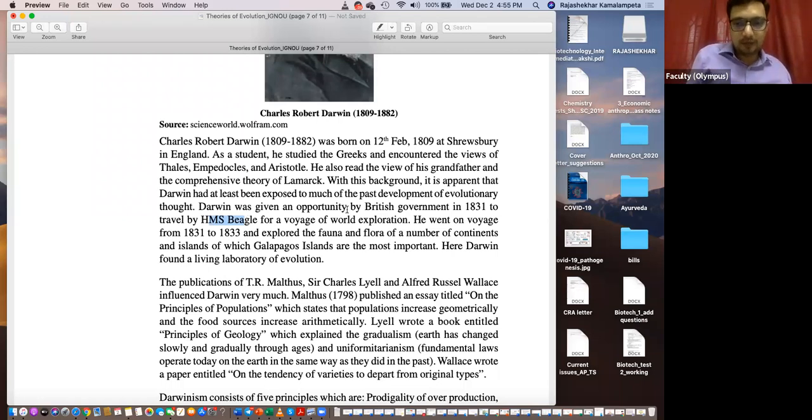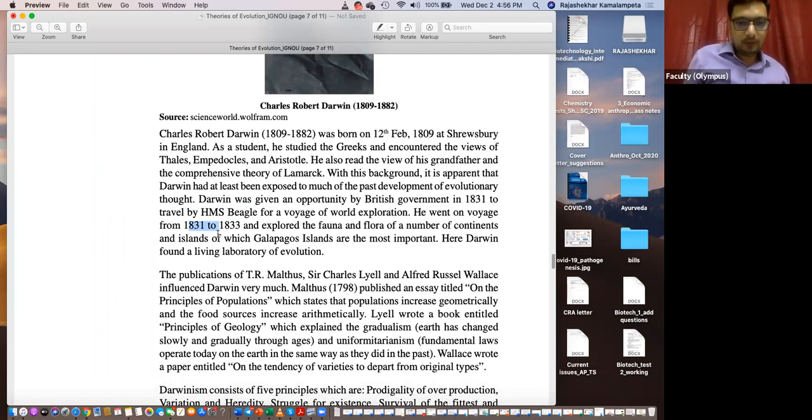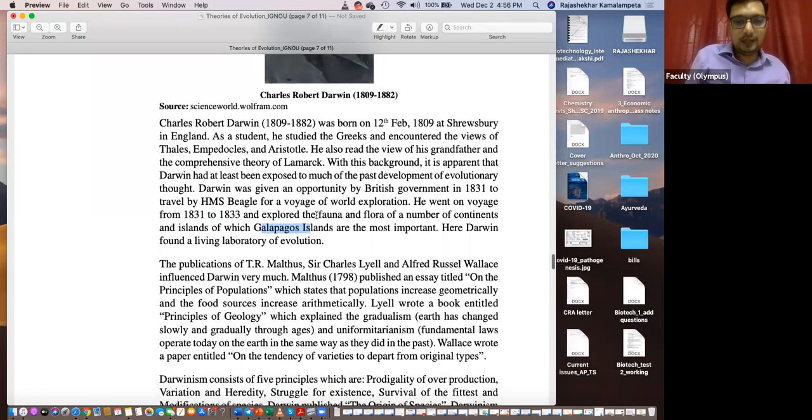So as part of this voyage by the famous HMS Beagle, beginning from 1831 to 1833, and also for another round, totally five years he spent on different islands. Most importantly, the Galapagos Islands, the South American region. These were the regions he was traveling at that time, where he studied and explored the fauna and flora, plants and animals, in various different islands and continents. And he got an insight.